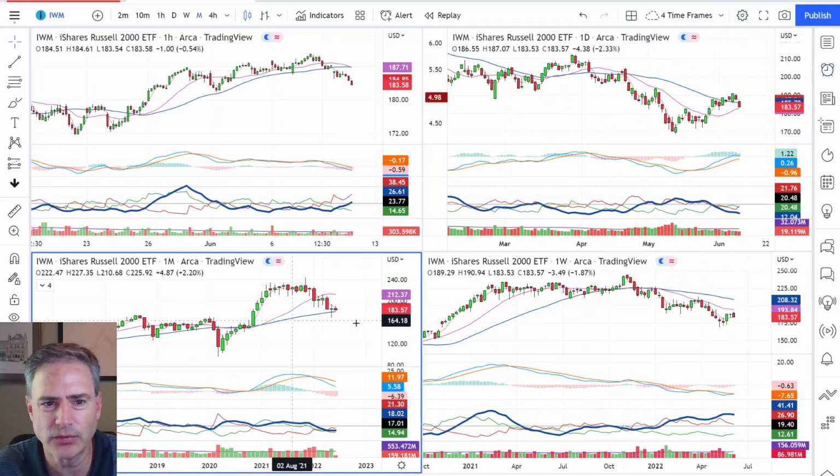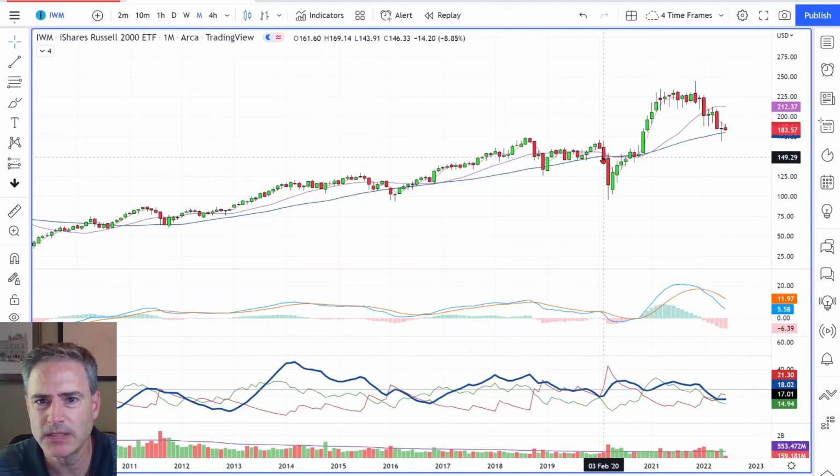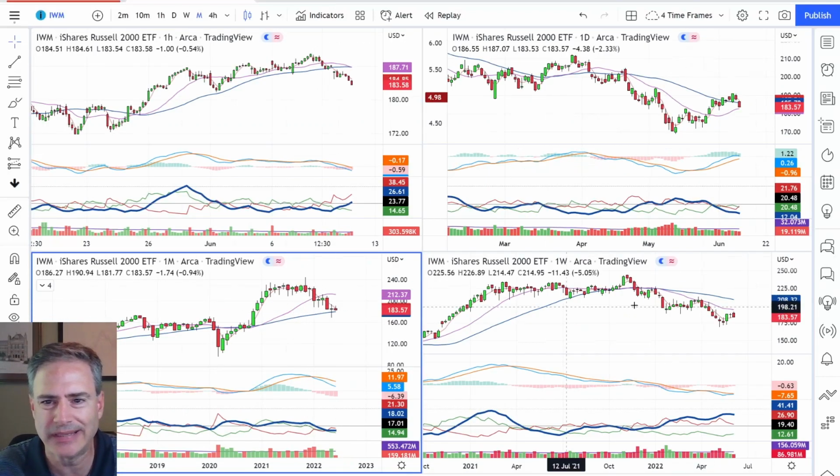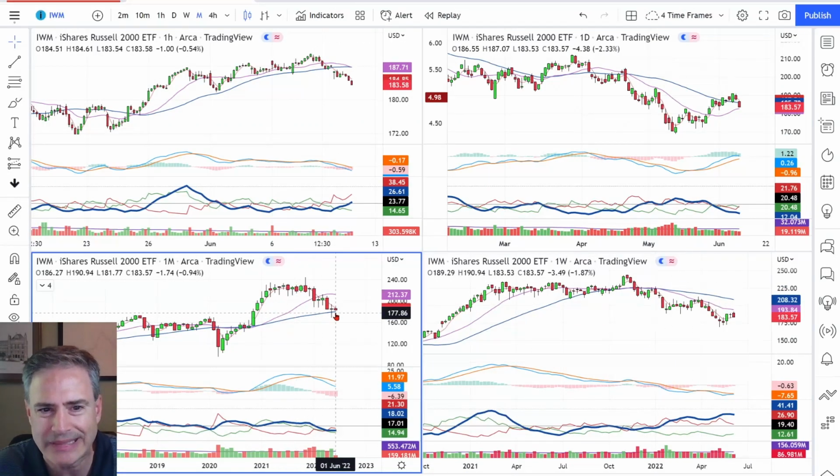IWM has come down to a pretty big support zone. This has been the weakest of all of the big indices, and we found support from this original breakout area, and we came down and are bouncing off that. I'm not saying that this is turning to the upside. I'm just saying I'm expecting support in here.